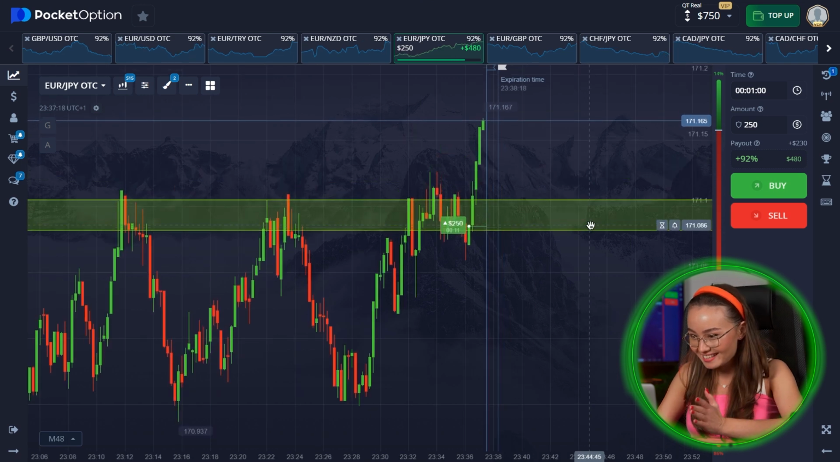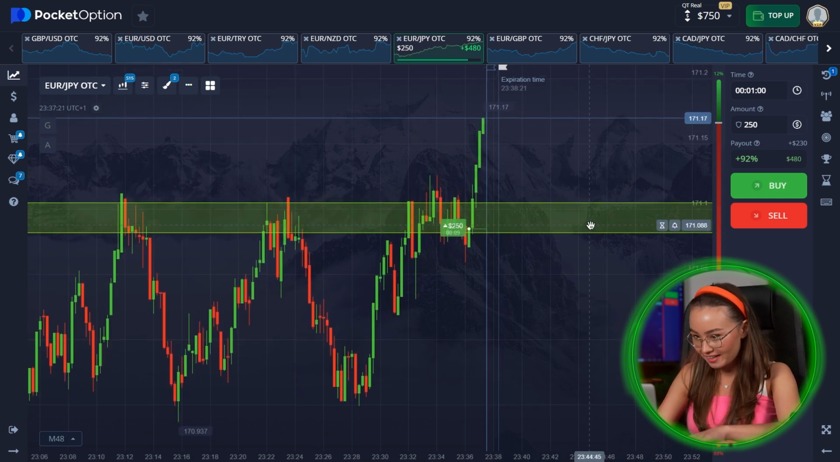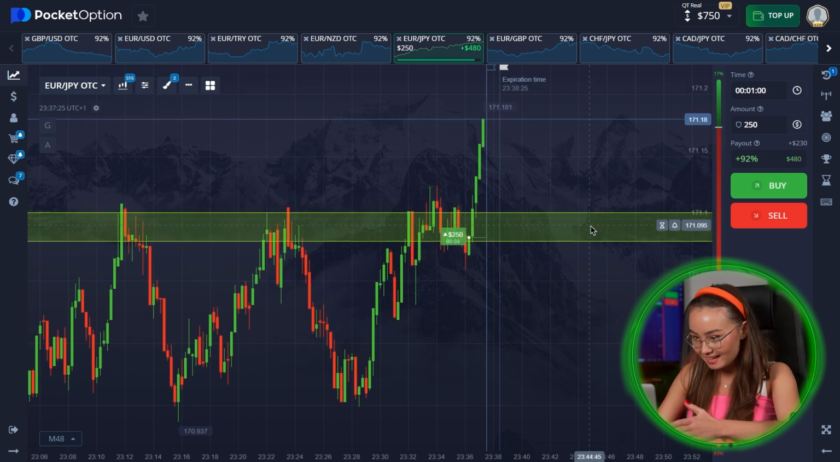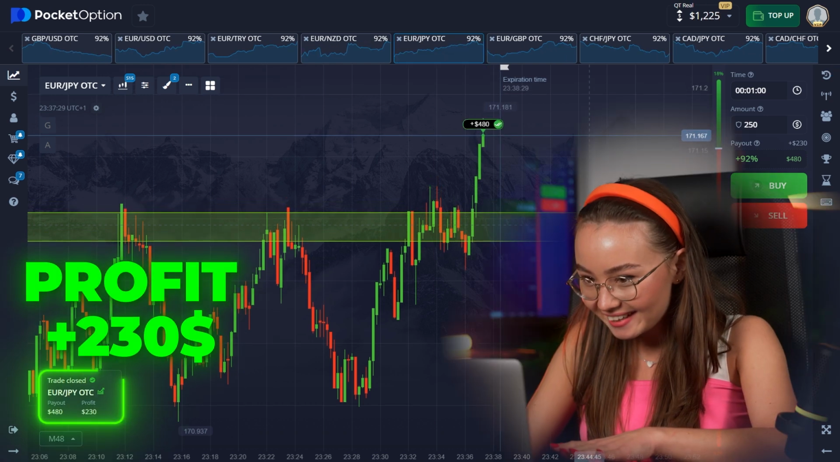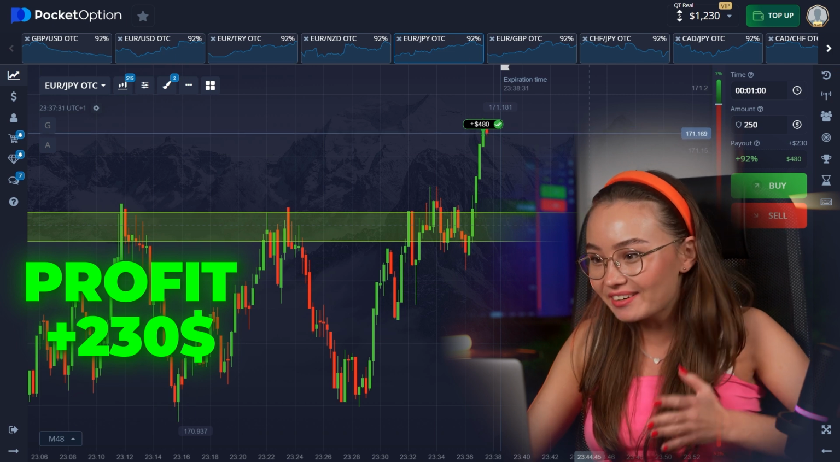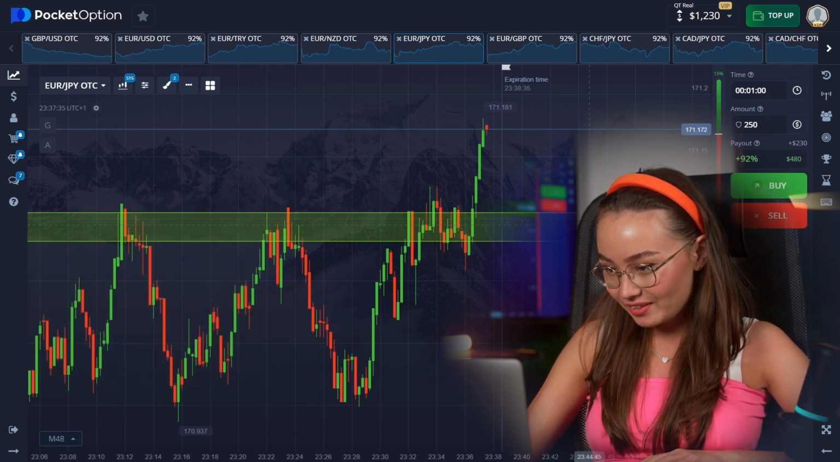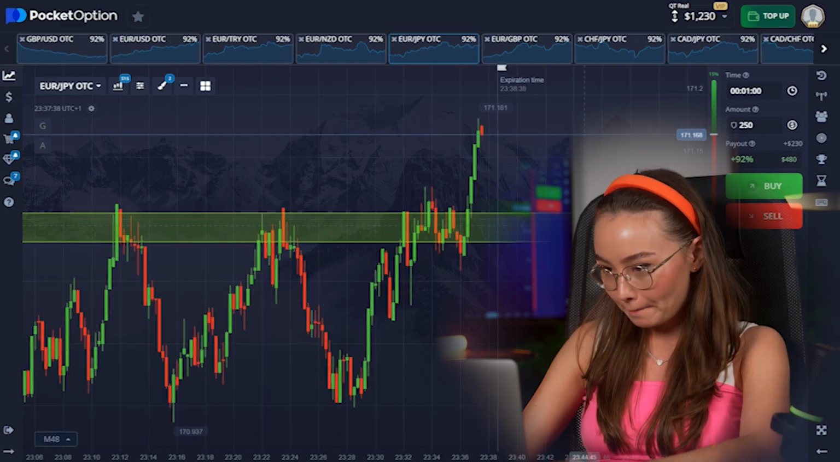Yes! Yes! I love these steady moves after entering a trade. Just look at that confident rise after the retest. One second. Wow! We've secured a profit! Great start! Okay guys, let's move on.